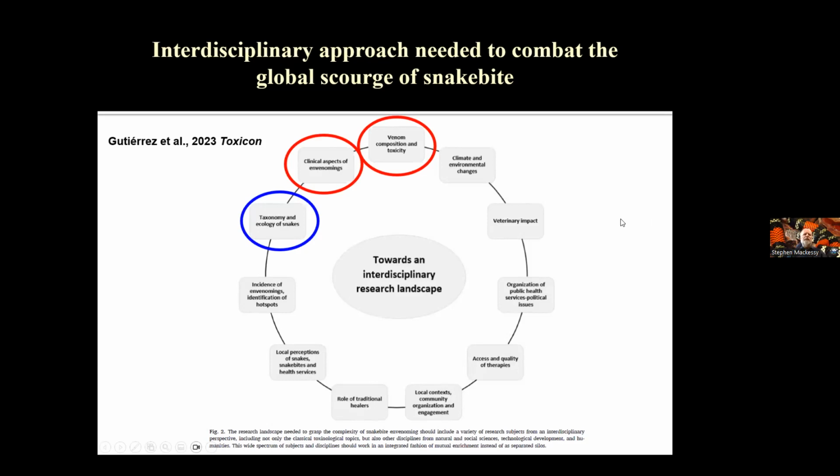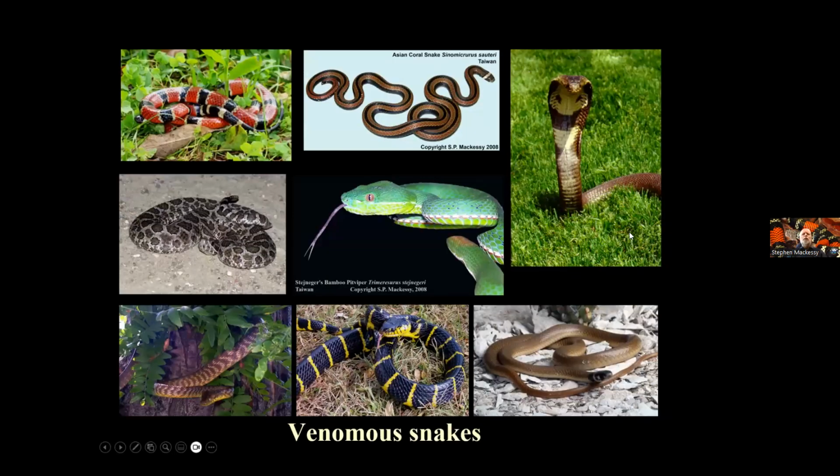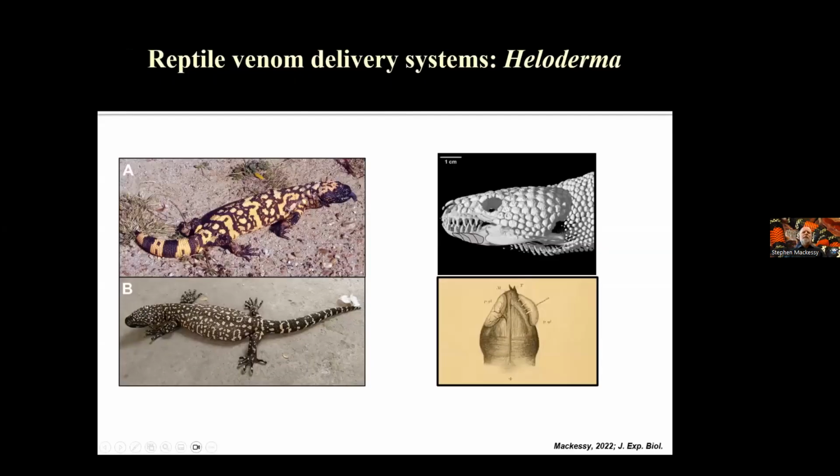Well, if we think about venomous snakes globally, what we see is a wide variety of different morphologies and patterns. So we've got elapid snakes shown here, a couple of different vipers here, and then on the bottom row, some of the rear fang snakes, colubrid snakes that for the most part don't present much in the way of a human risk, but they're very interesting biologically. We also have a few venomous lizards.